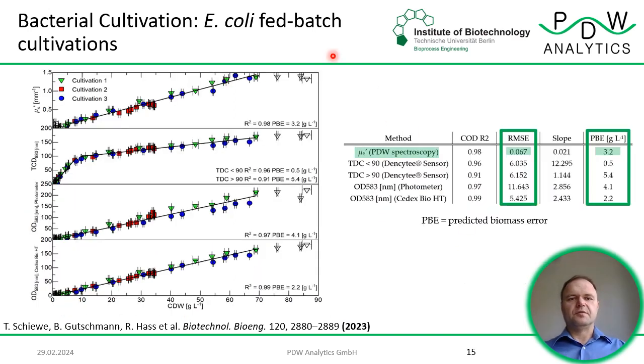And of course, if one correlates the scattering coefficient with respect to cell dry weight and compares this to different technologies, what we find is for PDW spectroscopy an inline trend which is nicely linear towards 70 to 80 gram per liter, in good agreement to the dilution-based systems, and also in good agreement to a different approach towards inline biomass sensing.